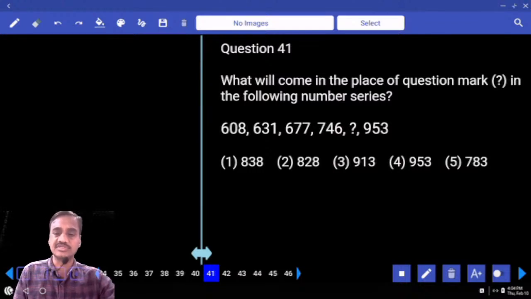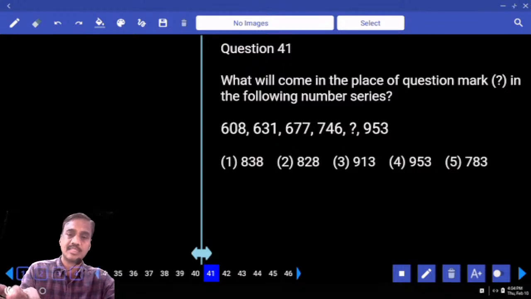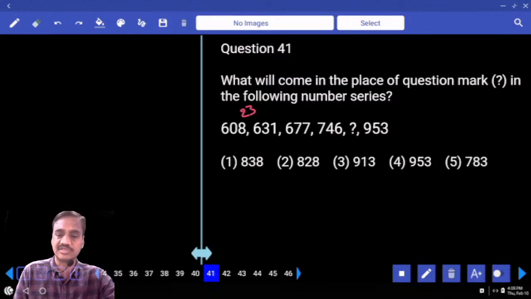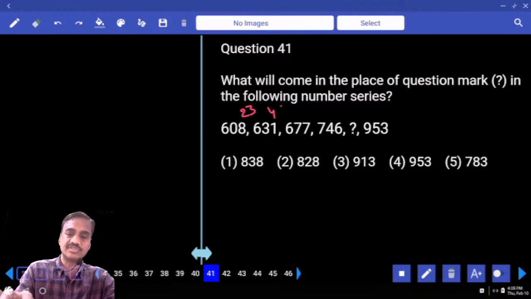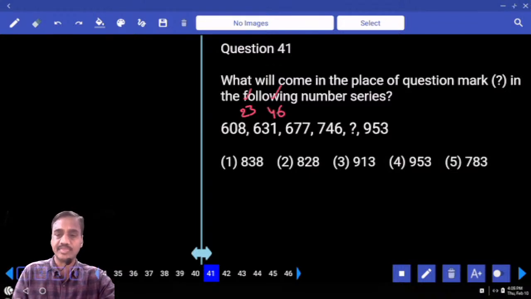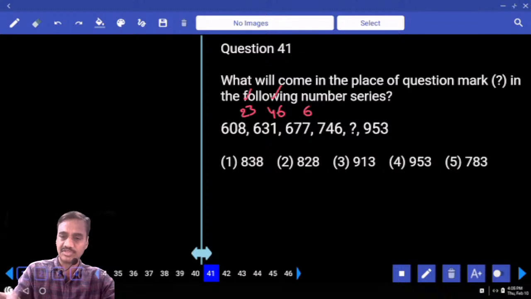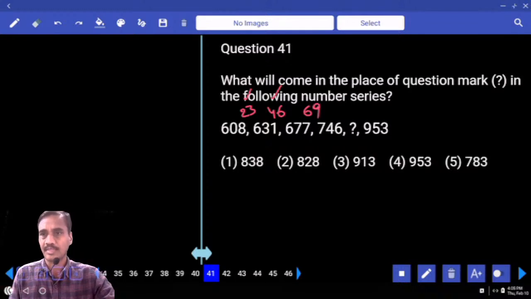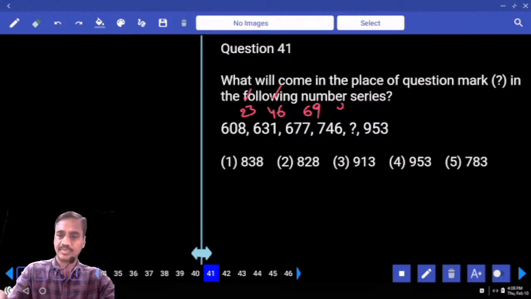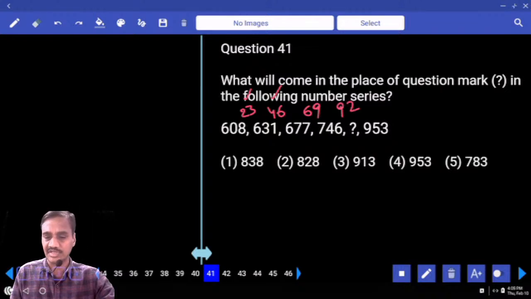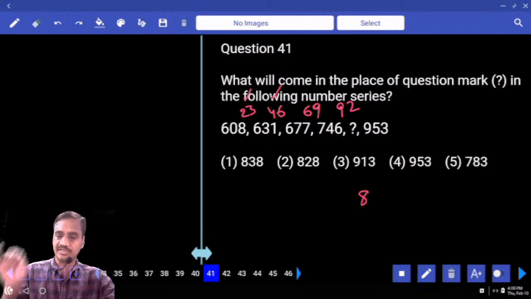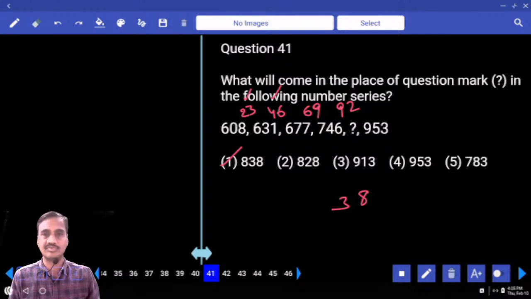The numbers are increasing at a smaller rate, so we need to go for differences. 608, 631: the difference is 23. Next difference, 631 and 677, is 46. 23 into 1, 23 into 2. Next we check 23 into 3, 69, and 23 into 4, 92. 6 plus 2 is 8, and 9 plus 4 is 3, so 838 is choice 1, question number 41.